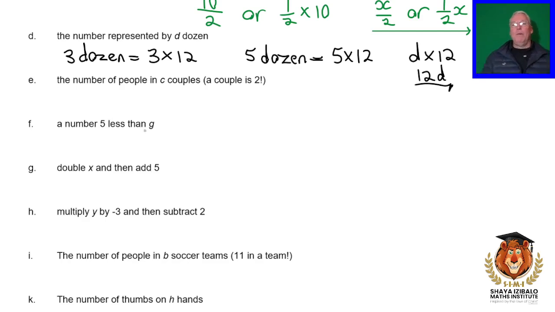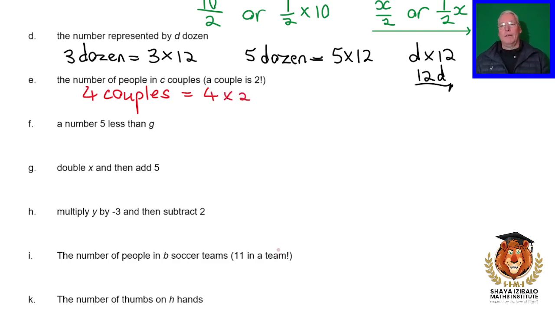Okay. Right. The number of people in C couples. Now a couple is 2. So if we've got 4 couples, it's actually going to be 4 times 2 people per couple. Right? The answer would be 8. But it's actually more useful to see it in that structure. If we have C couples, we must take C and multiply it by 2. That's our answer. But we don't really write the answer like that. We'd rather write it as 2C. So we take the number of couples and we multiply by 2. Does it make sense? It always makes sense.